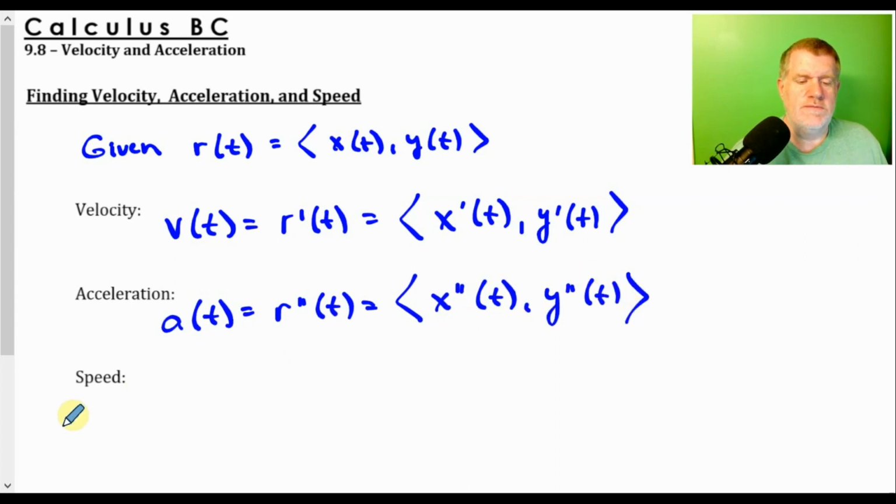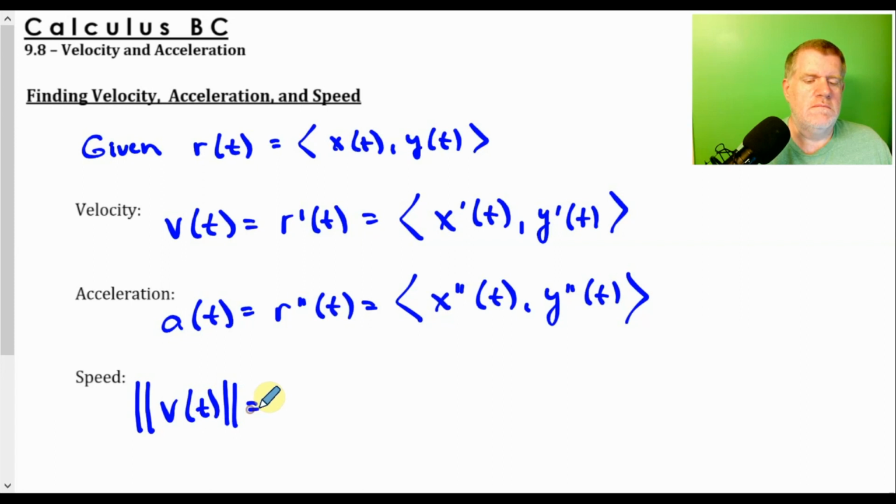All right, now the speed. Obviously, speed and velocity are related to each other. Remember, speed has no direction. Speed is a positive answer. We don't care what direction it is. So if you really think about it, in a vector-valued function, the speed is just the magnitude of the velocity. The actual length of the velocity vector is the speed.